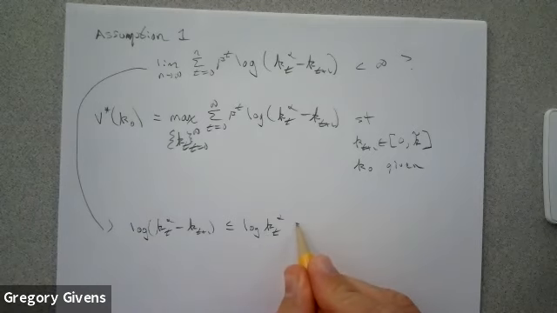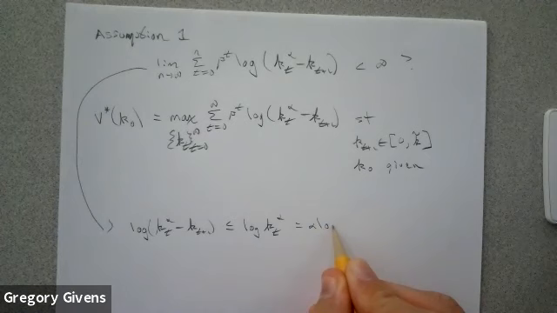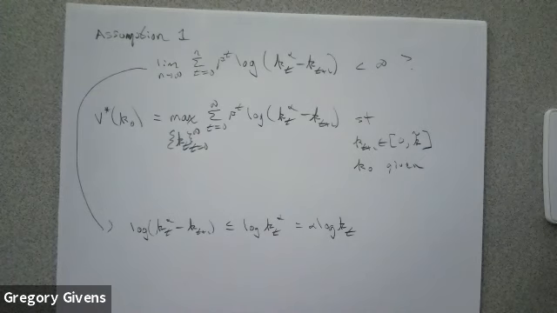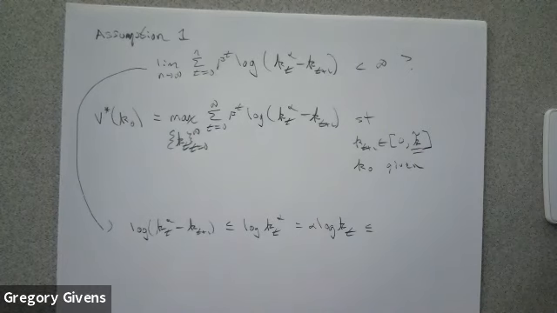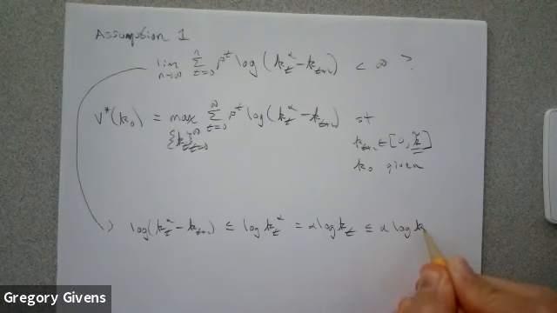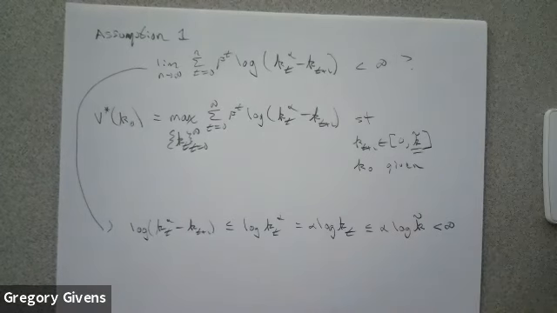Well, this is, of course, equal to alpha log of kt, right? Well, what is the log of kt bounded above by? What did we just do for assumption 2? We just determined that the biggest possible value that k can take is this k tilde. So this is bounded above by alpha log k tilde, which has to be finite because it's on a compact set on the real line.